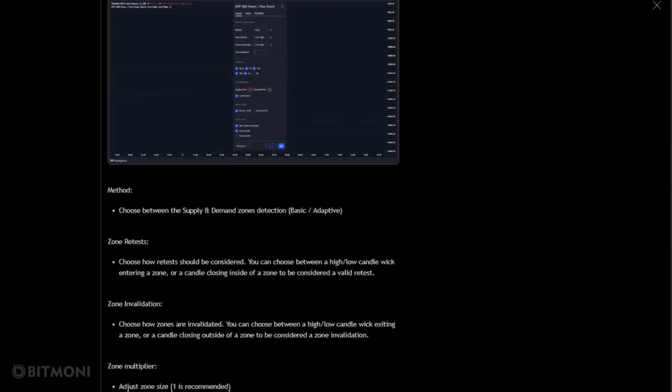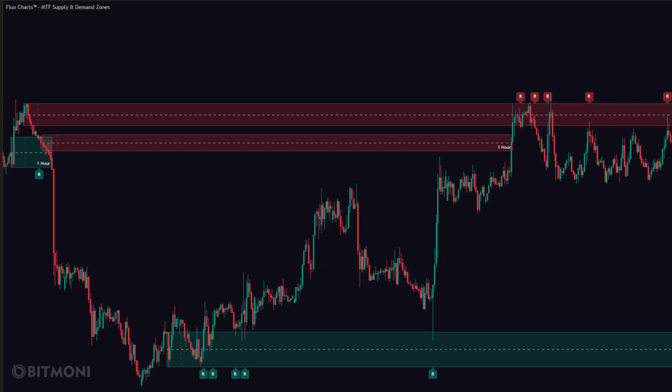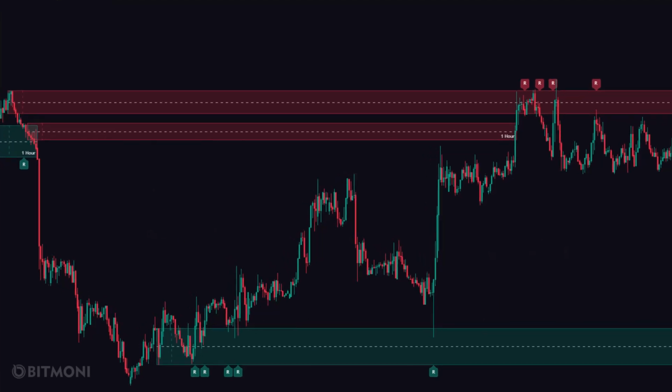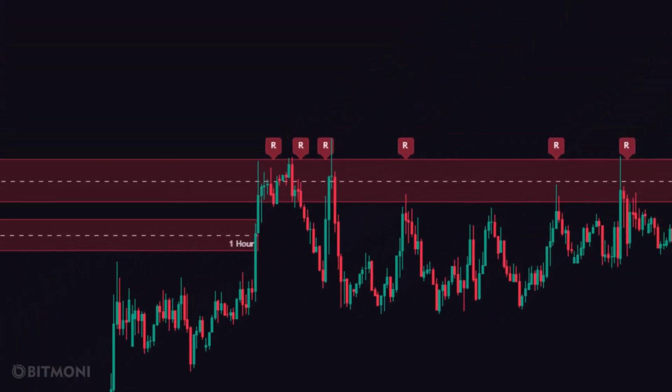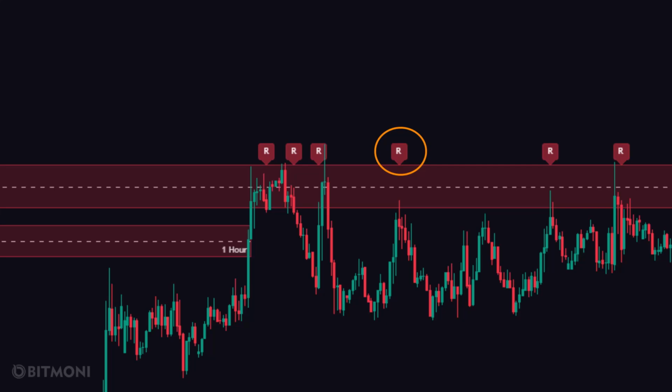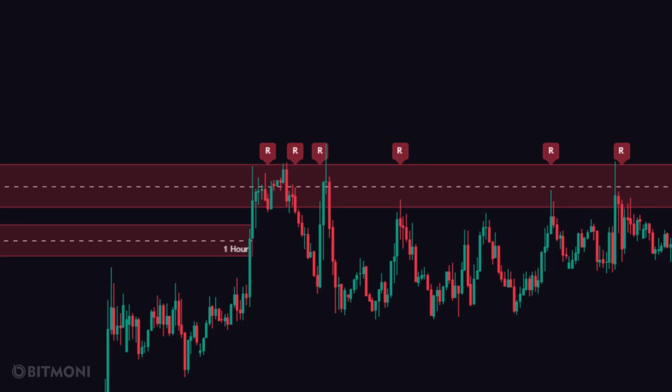Now let's talk about the features of this indicator. Once you add the indicator to your chart, you will see green and red zones printed by the indicator. The green zones are the demand zones, which represents areas of high buying pressure, while the red zones indicate supply zones, which represents areas of high selling pressure. Now, when price retests a demand zone, the indicator will print an R label in green color, indicating a retest at that point. Similarly, when price retests a supply zone, the indicator prints an R label in red color, indicating a retest at the zone.